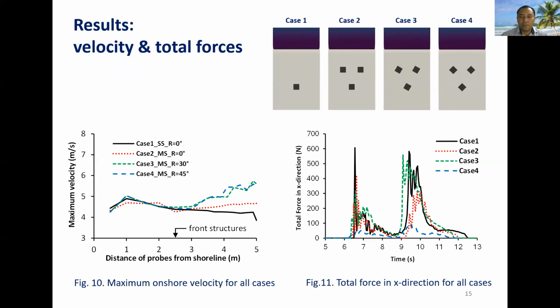Figure 11 shows that the second wave impact occurred at longer period of time, and we can clearly see that the 45-degree orientation in case 4 significantly reduced the total force as compared to other degree of orientation.